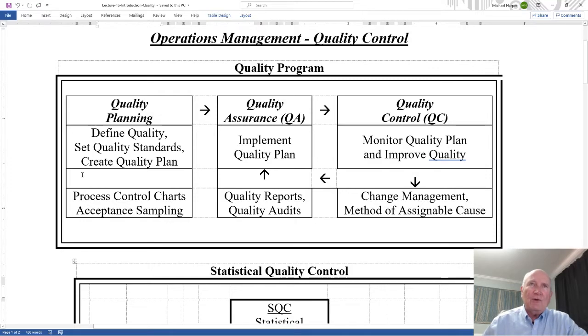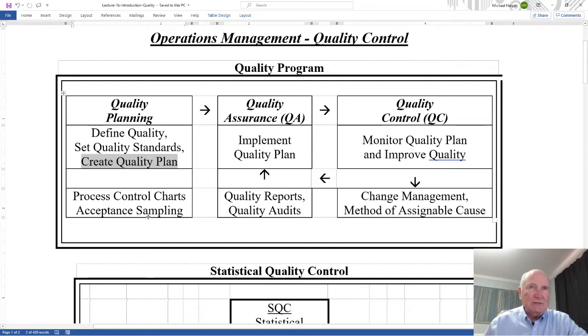So a quality program can be broken up into three stages: quality planning, quality assurance, sometimes referred to as QA, and quality control, sometimes referred to as QC. Under quality planning, this is everything done before you start measuring quality. Define what quality is, set your quality standards, and the output is to create a quality plan.